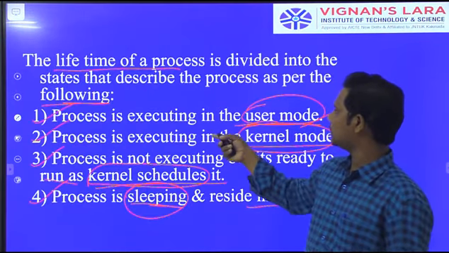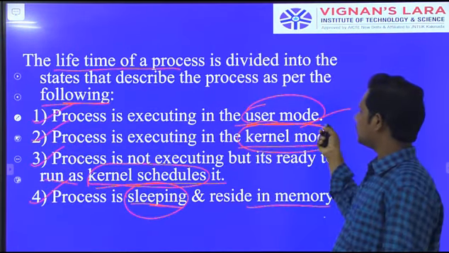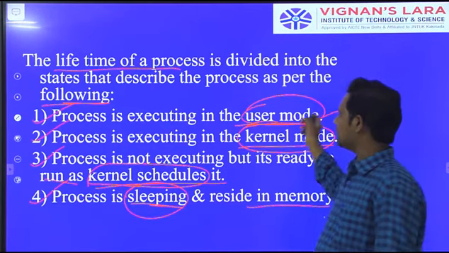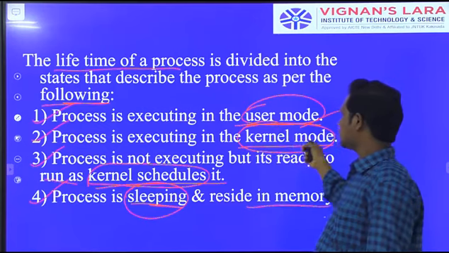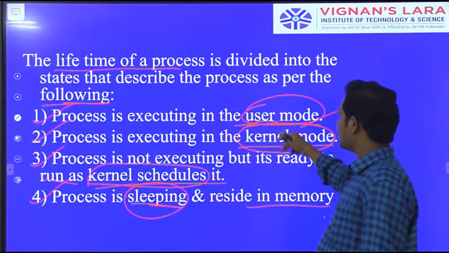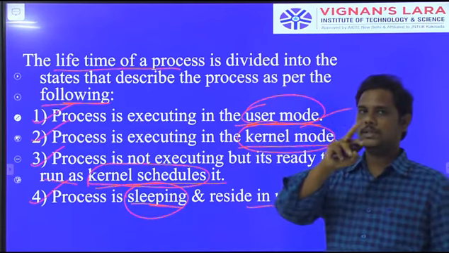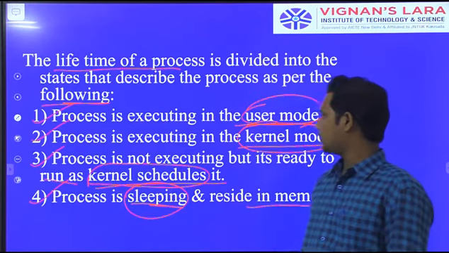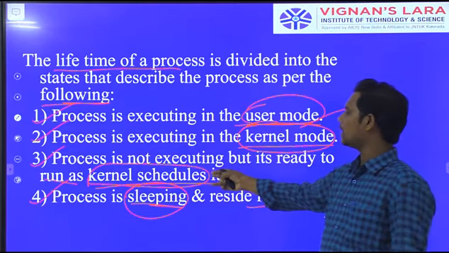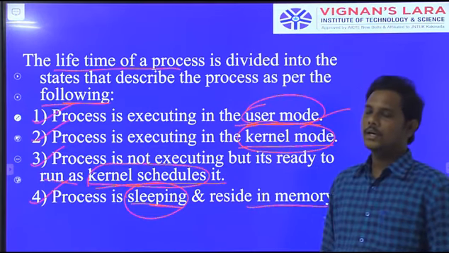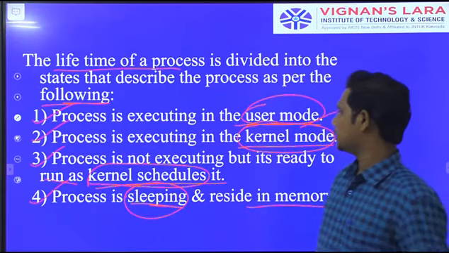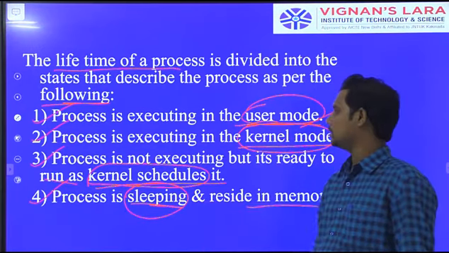So you can see that first the process is executed in the user mode, and then in the kernel mode. Some processes are executed in the user mode, some in the kernel mode, with the help of user mode and with the help of kernel. It is very, very important. After that, the process is not executing but ready to run; the kernel schedules it. The kernel gives the schedule, then only the process is executed. Otherwise, it is not executed.